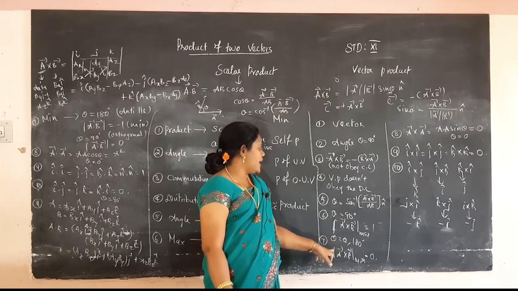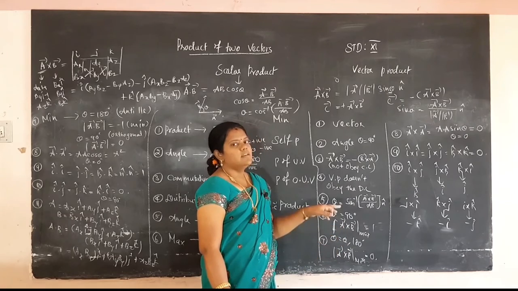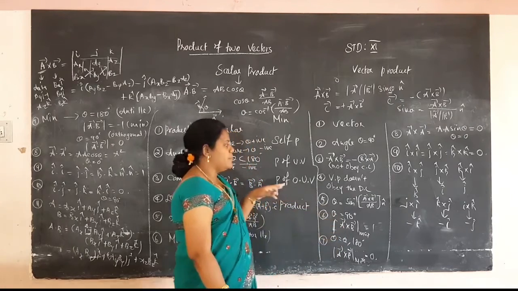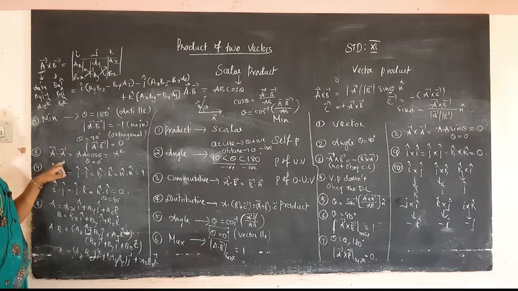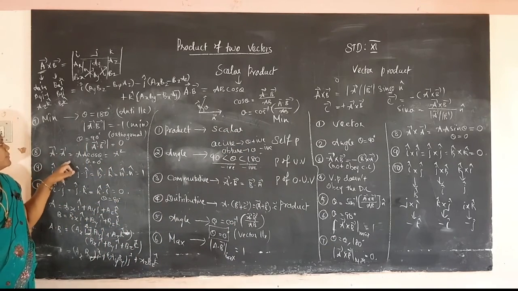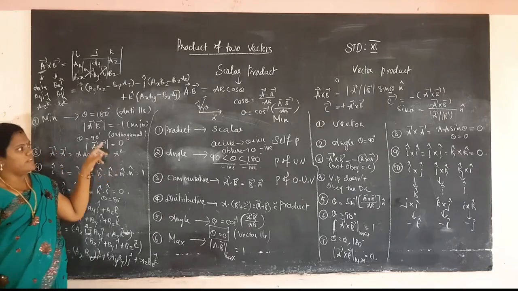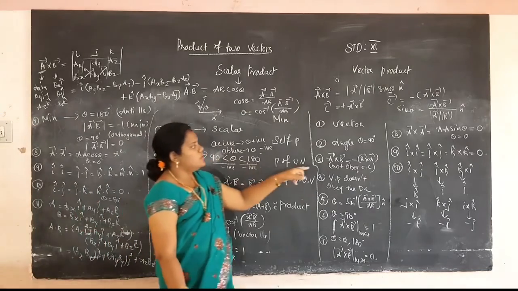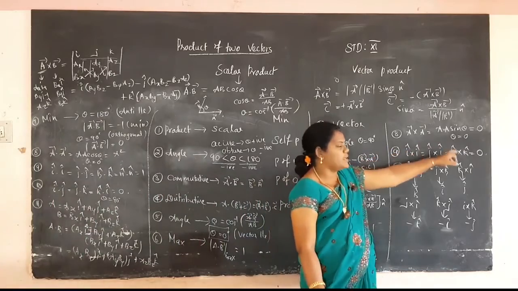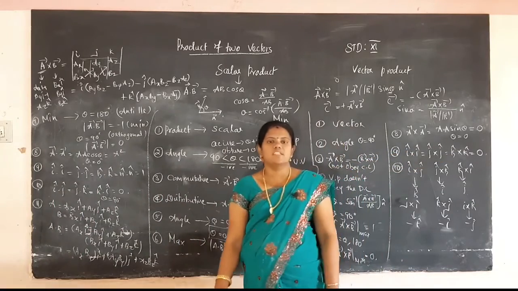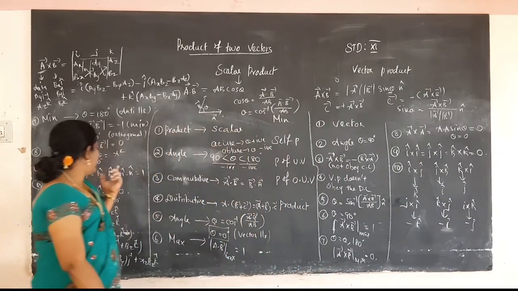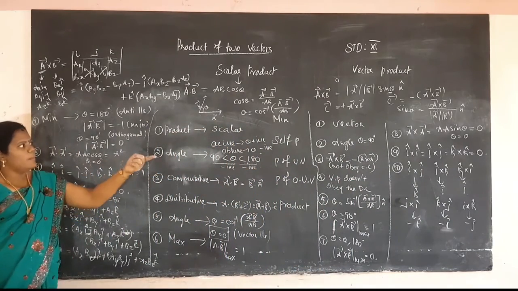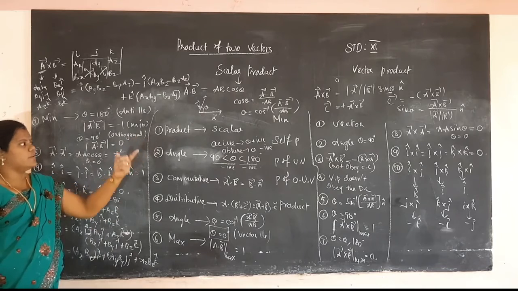So at 0 angle and 180 angle only, the vector product of two vectors will be minimum. Then how to calculate the self product of two vectors? The self product of two vectors in the scalar form is A square. In the vector form, A cross A is taken as 0 because theta is 0 and sin 0 is 0. In the scalar product, cos 0 is 1, so it gives A square, but sin 0 is 0, so the value will be 0.